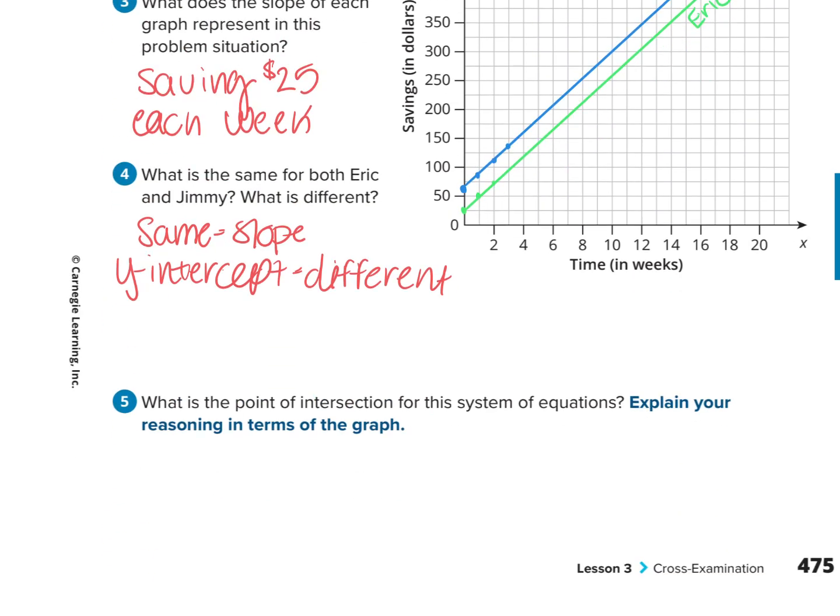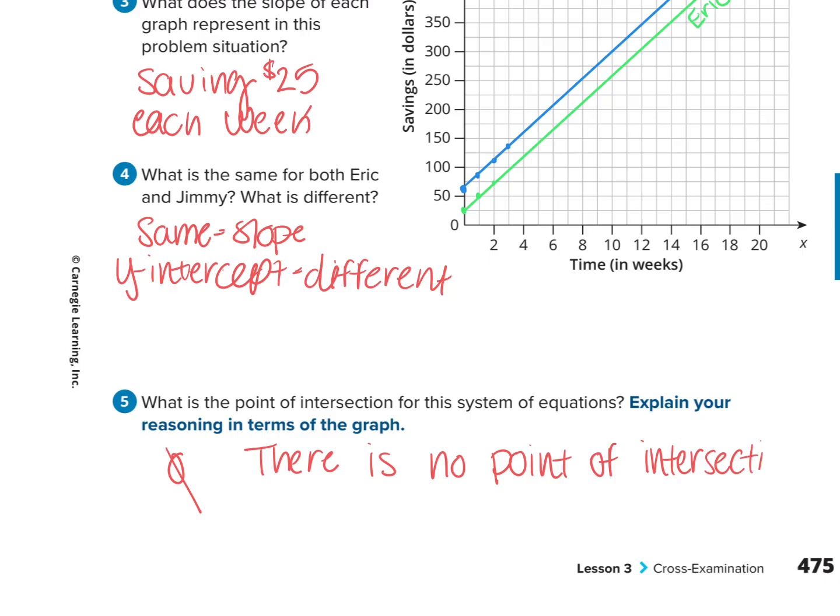Okay. Number 5, what is the point of intersection for the systems of equations? There will never, ever be a point that these two lines intersect because their rate of change is the same. Okay, so how we represent that means there's no solutions, and how we represent that in a symbol is that there are 0 solutions. Okay, so that's our symbol, but we're also going to write it in words. We're going to say there is no point of intersection. Okay, so that's our answer for number 5.